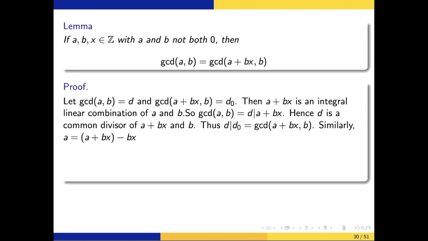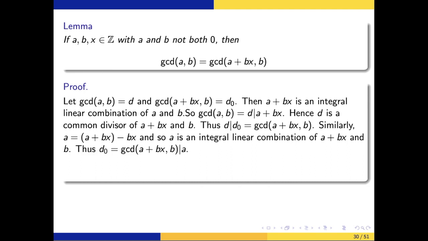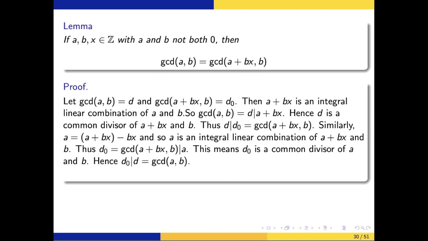Similarly, A is equal to A plus BX minus BX. So A is an integral linear combination of the two integers A plus BX and B. So D naught, which equals the GCD of A plus BX comma B, divides A. So D naught is a common divisor of A and B, and so D naught must divide the greatest common factor of A and B, which equals D.